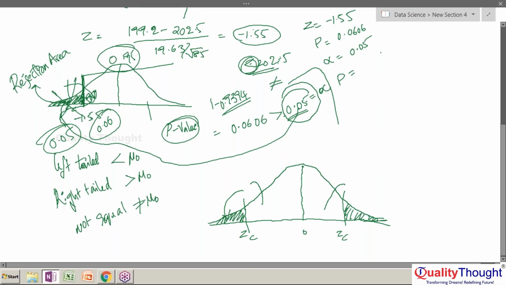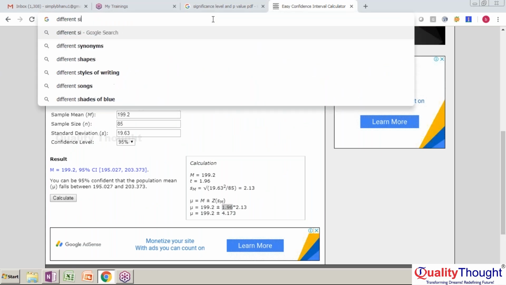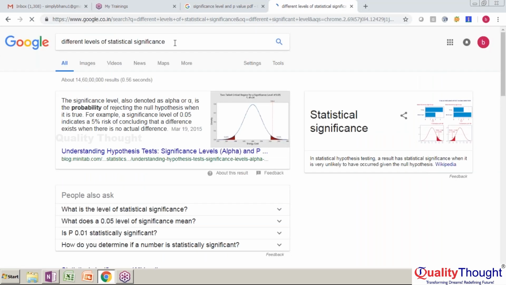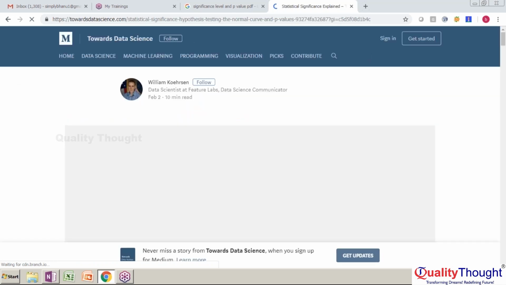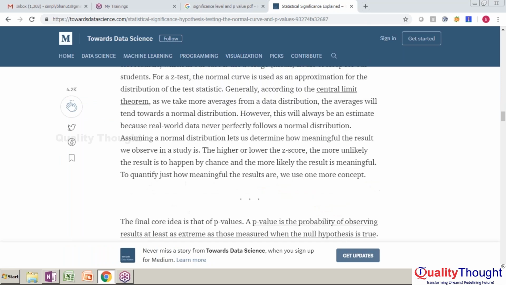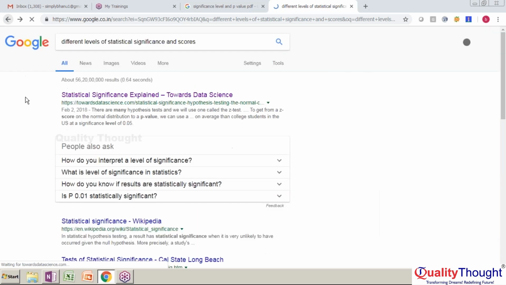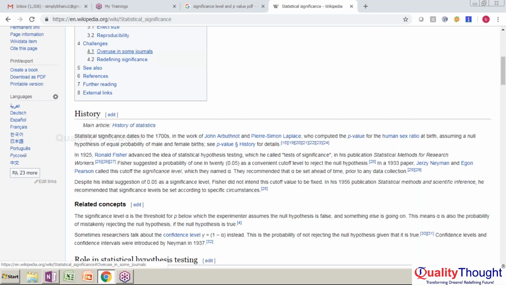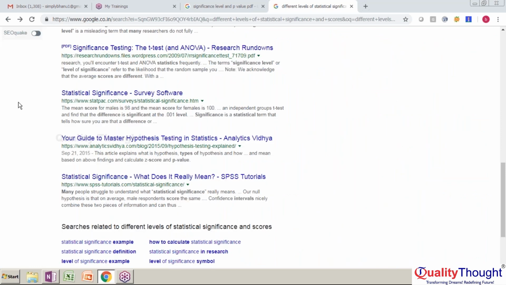And also you can get different significance levels and their scores. The list is not there. For a 5% significance level, for a 10% significance level, you will have such different Z-score distribution values.